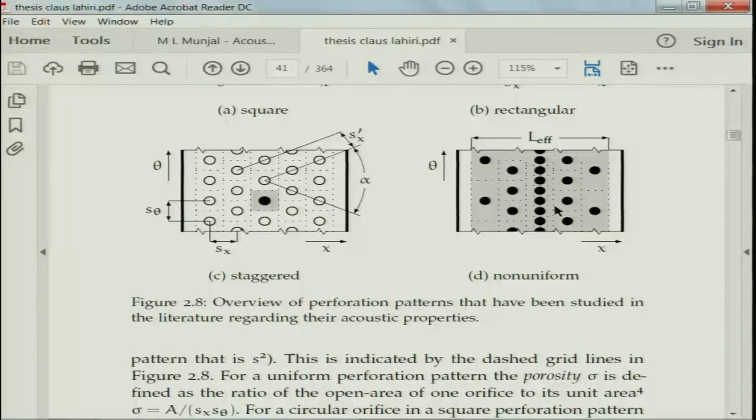Now, one parameter that obviously becomes very important here is the porosity, that is, the fraction of the total circumferential area that is open. That is obviously given by the number of holes. Basically, the total open area divided by your overall circumferential area is your open area ratio, which is highly related to the porosity.